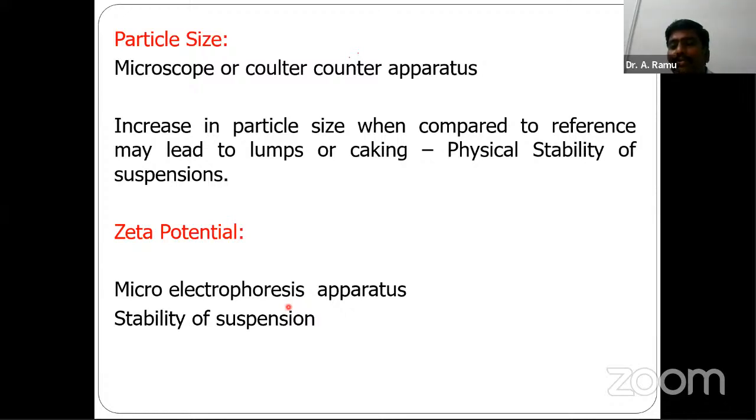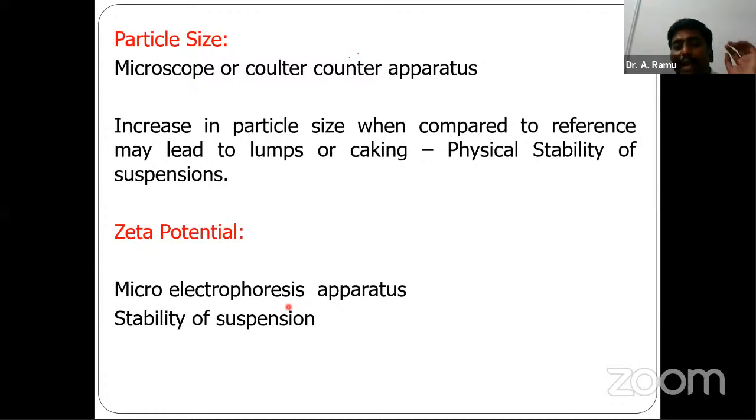Whenever the microscopic method is a tedious process, we can go for counter operators. By placing the suspension in this particular operator, it determines the number of particles and the size of the particles.